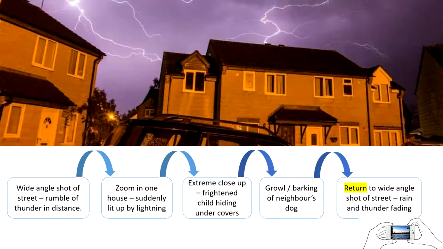At the beginning, the thunderstorm was coming towards us, it was a rumble in the distance. At the end, the rain and the thunder are fading and it's moved over the house and is going away from us. Now that's a good plan, but we can make our plan even more helpful and more ambitious.